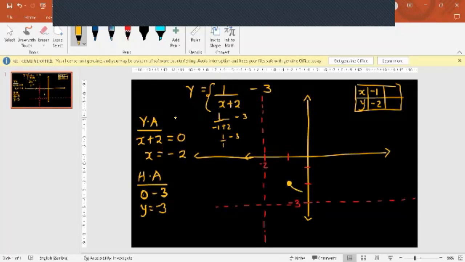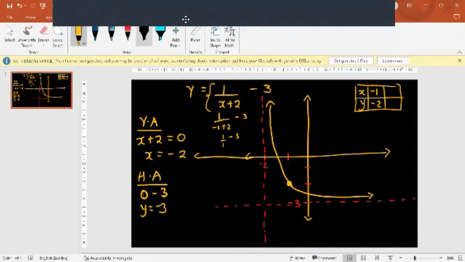So we're going to have it approaching that way. Then this side, it will be approaching the vertical asymptote, but never get to touch it. So we have this as our curve. Okay, so you'd have drawn that.